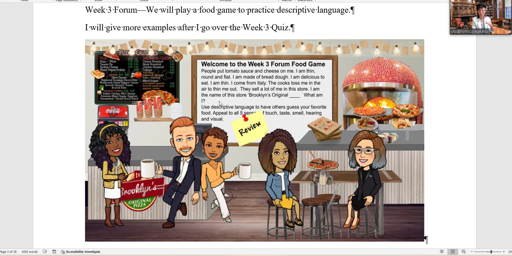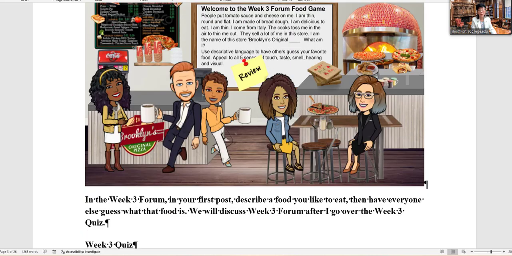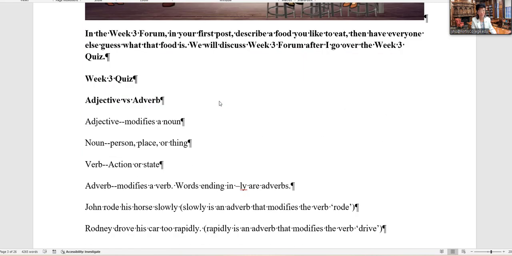So your original post is going to be this, guess what it is, due before Wednesday, and then you have until Sunday to guess. And most students tell me this is the most fun because it's a game, and here you're practicing your descriptive writing. So basically that's week 3.